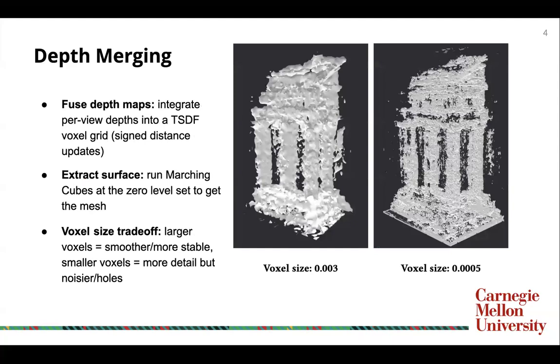Then, once I have the depth maps, I fuse them using TSDF integration. Each depth map contributes signed distance updates to a voxel grid, and after integrating all views, I extract the zero level set using marching cubes to get a mesh. A key parameter here is voxel size. Larger voxels tend to give smoother and more stable reconstructions, but they lose fine detail. Meanwhile, smaller voxels can preserve finer texture, but they're much more sensitive to noise and incomplete depth coverage because fewer depth observations support each voxel.